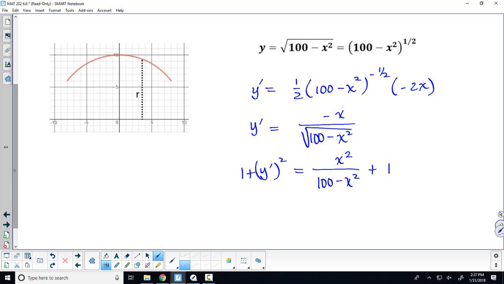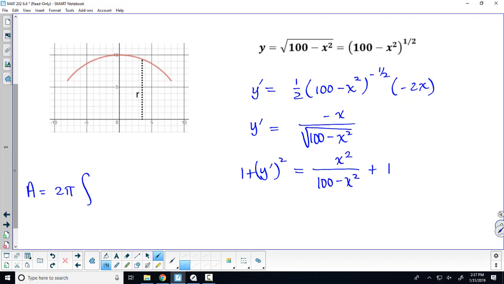All right, so then our surface area will be 2 pi integral. We are going from minus 8 to 8. Is there any shortcut that we could use here? So we could use a 0 in one of the limits of integration?